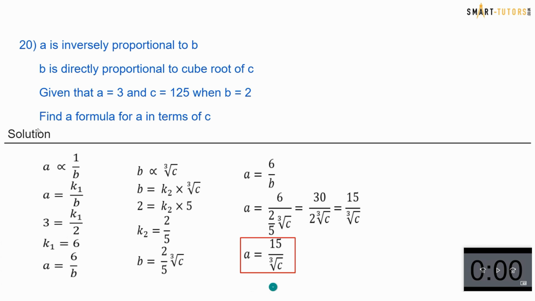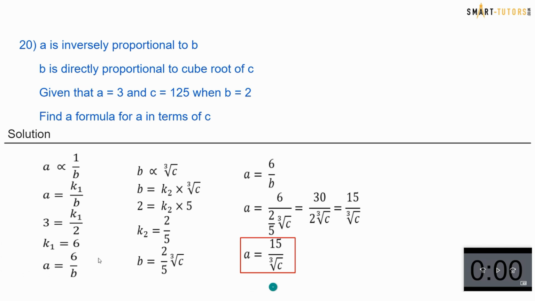And the working is, first of all, the first sentence: A is inversely proportional to B. So A is proportional to 1 over B. We change this to an equation by introducing a constant K1. So A equals K1 over B. A is 3, B is 2. If you cross multiply, 2 times 3, K1 equals 6.